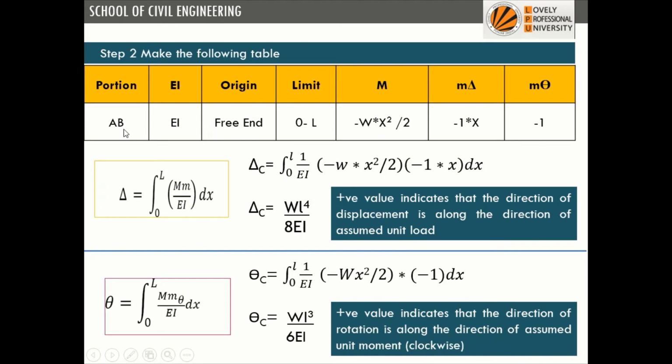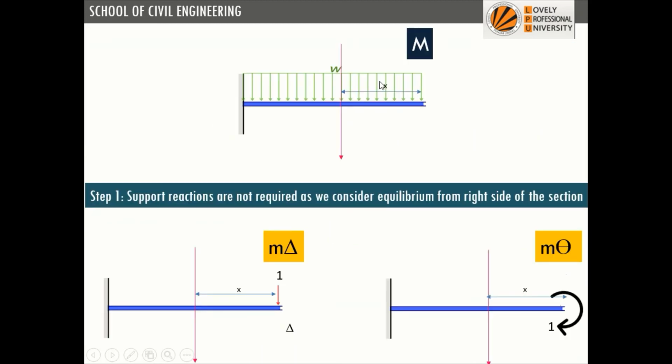Portion: there is only a single portion, AB. The value of EI is constant. In case of a cantilever, we use the free end as the origin, and the limit is the total length, 0 to L. How do we calculate Mx? It is nothing but W into X by 2. It is a UDL, so what is the intensity of load? Intensity is W. What is the length? It is X. So W into X, and from where will the load act? It will act from the center, so into X by 2.